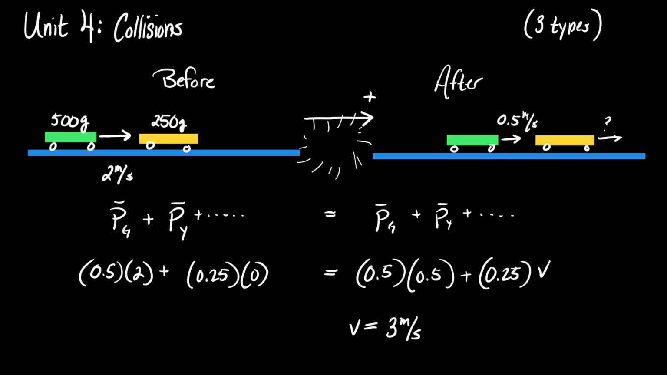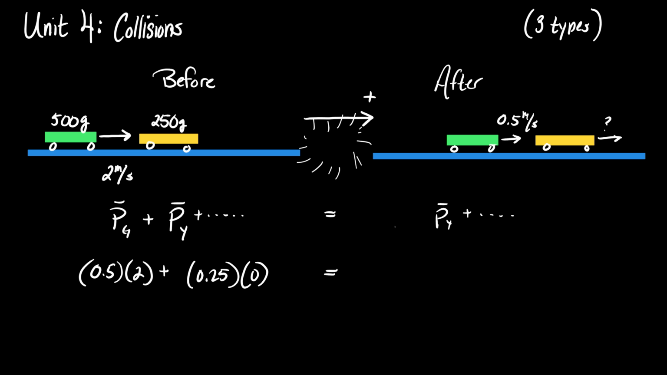All right. Good so far? Is this relatively easy? There are 3 common types of collisions. You've just seen one of them. Let's talk about another one. A very common collision is one in which the objects stick together during the course of the collision.